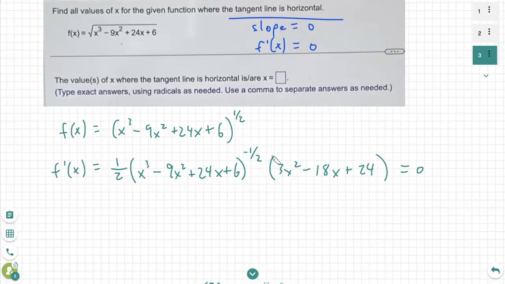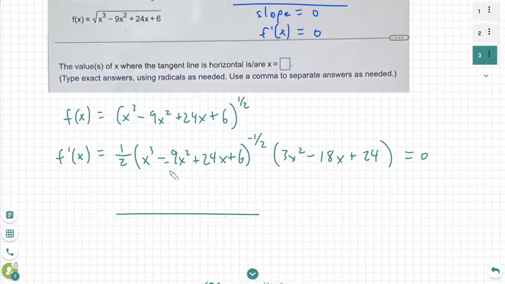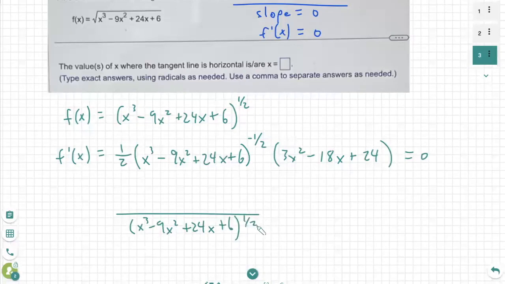So how do you rewrite this with the negative 1/2 power? It's going to go into a fraction. There's a negative exponent being applied to this, so where does it go? The denominator. So what's the overall denominator? The x to the third minus 9x squared plus 24x plus 6, to the 1/2 power. Yeah. And then let's throw that 2 in there as well in the denominator. And what goes in the numerator?